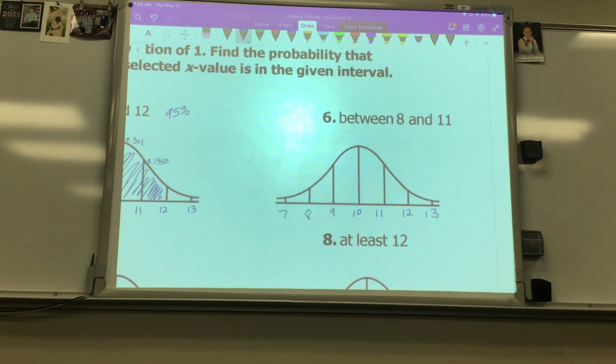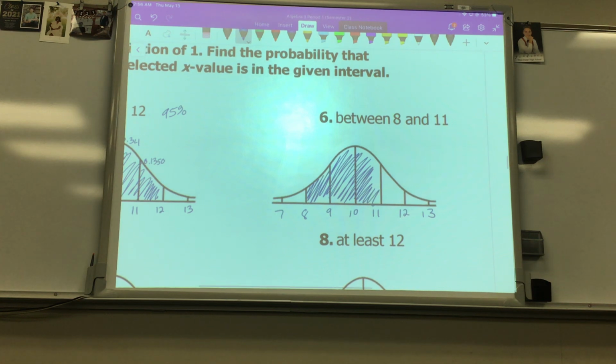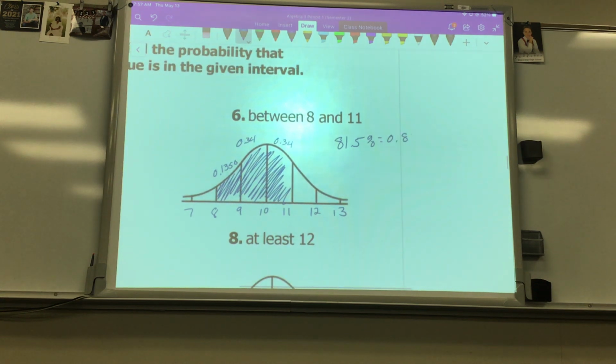Now it says between 8 and 11. 0.34, 0.34. What's that second one? 13.5. Add those up, what do we get? Or 0.8150, correct? Either way.